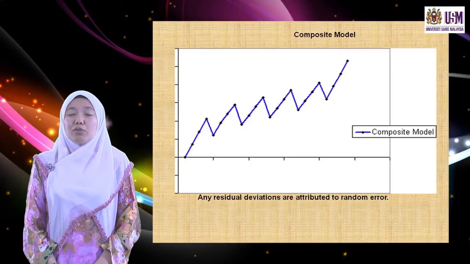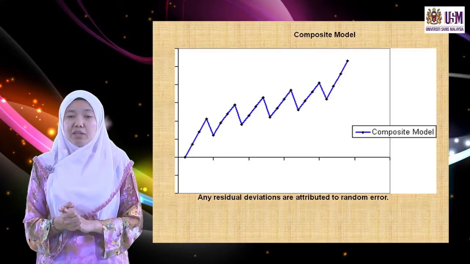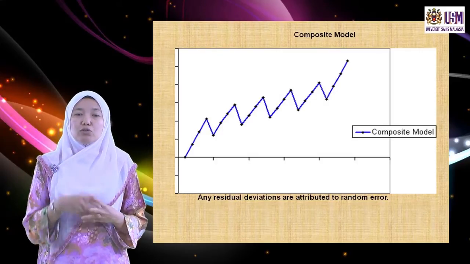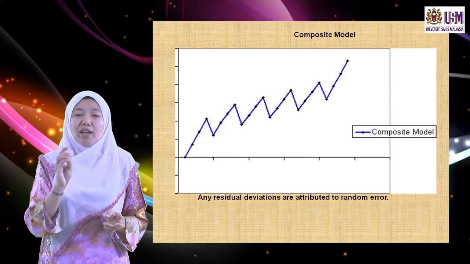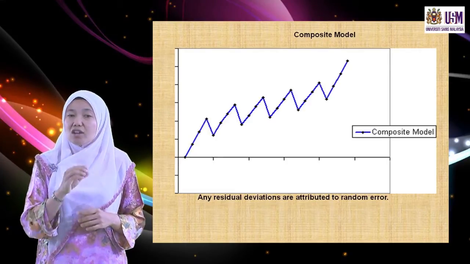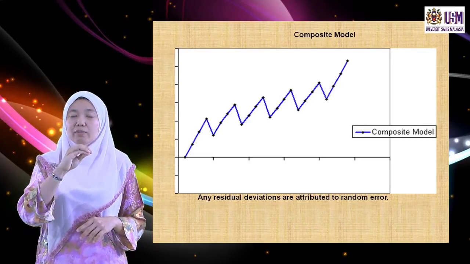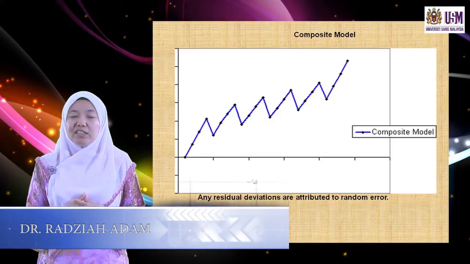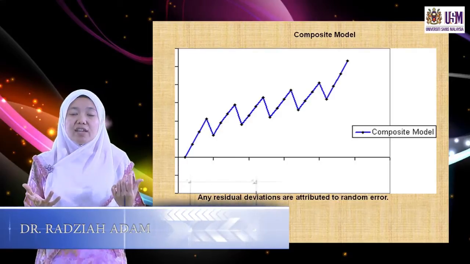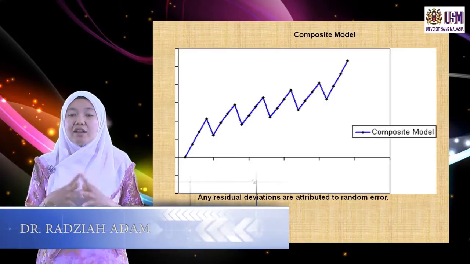Now what you need to do is put together all the different components of time series. Basically, what you see is just this line. You do not have the trend line separately, the seasonal line separately, or the cyclical line separately. When you connect the dots, the black dots being your actual observations, what you have is your time series graph. So this is the composite model. You do not know what the trend, cyclical, seasonal, or random components are. If there is any residual variation, that is due to random error.